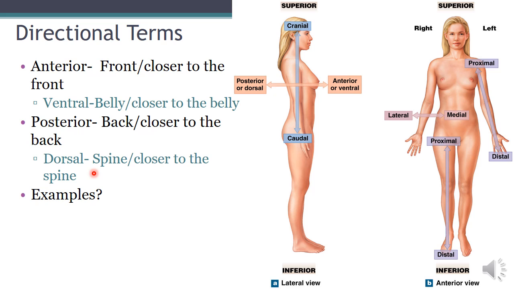For posterior, an example would be the upper leg. So if you look at the upper leg, the muscles here in the front of the upper leg, people call the quads or the quadriceps. The muscles here in the back of the upper leg, people call the hamstrings. So the hamstrings are posterior to the quads. That would be an example I would use.